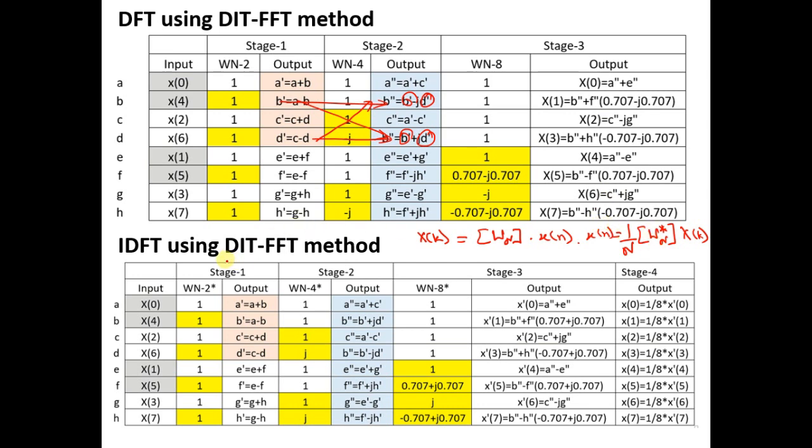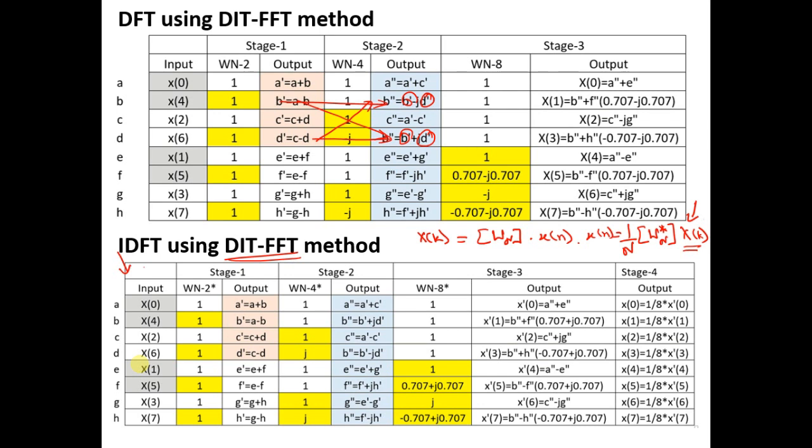Though this is said to be DIT-FFT, our input is x of k. So the input will always be in the decimated order. Even though we are using frequency components for the IDFT, the input would be in the decimated order because the algorithm is DIT-FFT.